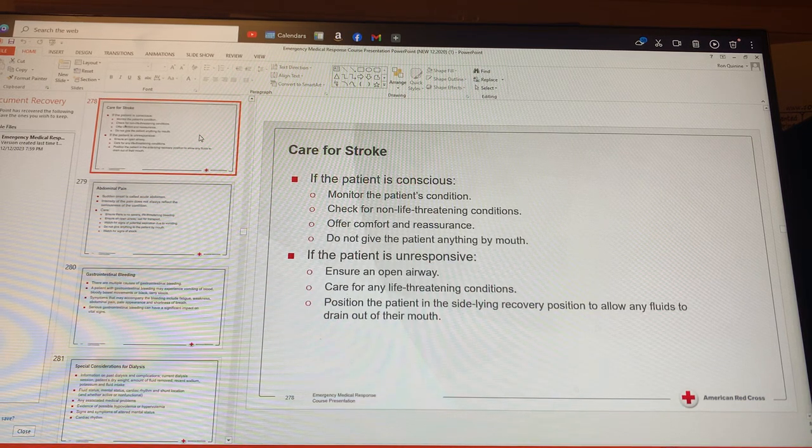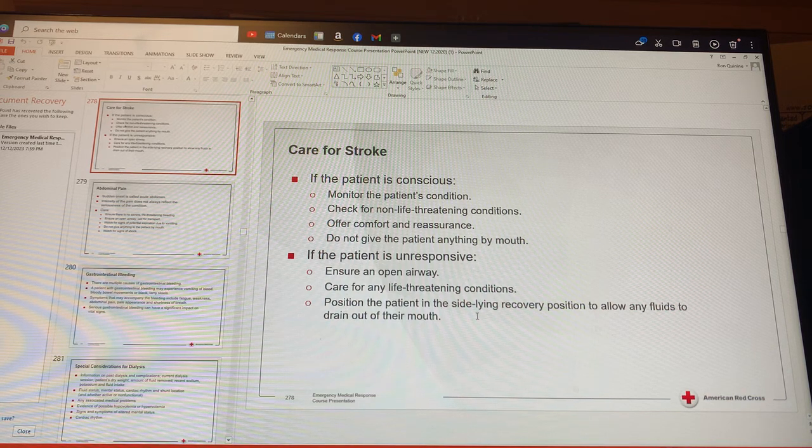Care for a stroke. This is what you do if the patient is conscious. Monitor the patient's condition. Check for non-life-threatening conditions. Offer comfort and reassurance. Do not give the patient anything by mouth, okay? A lot of times it feels natural to give somebody something by mouth when they are having a stroke or under stress, but it's not always good for them.